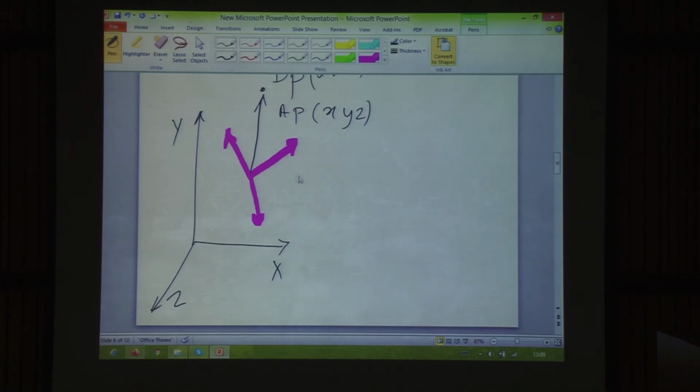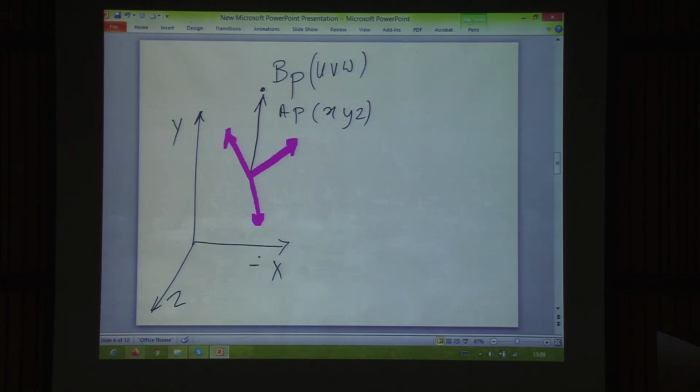So, frame A, which is here, and frame B, which is there. Now, frame B has been translated, meaning the origins of these two are different now, and plus it has been rotated by some angle. Now, the coordinate of a point P in frame B is given by U, V, W.